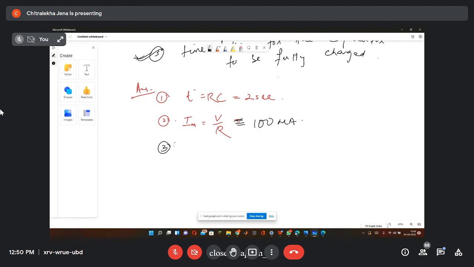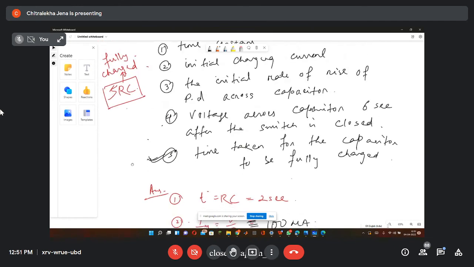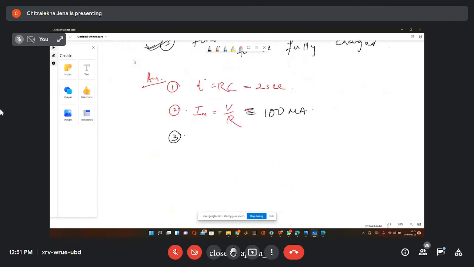Then third, initial rate of rise of voltage across the capacitor. What is the equation? In these types of questions you will get a derivation; otherwise, if you are getting a problem, put in the formula and find the answer. These types of questions you will get, so the formula you have to remember. What is the value of the rate of rise of voltage across the capacitor? Tell me, what is the formula?